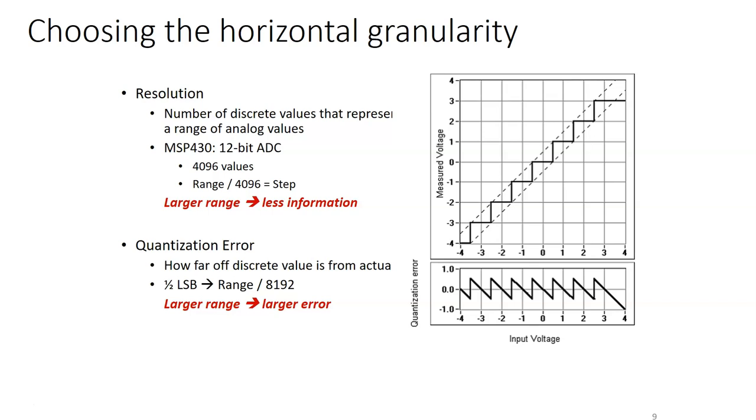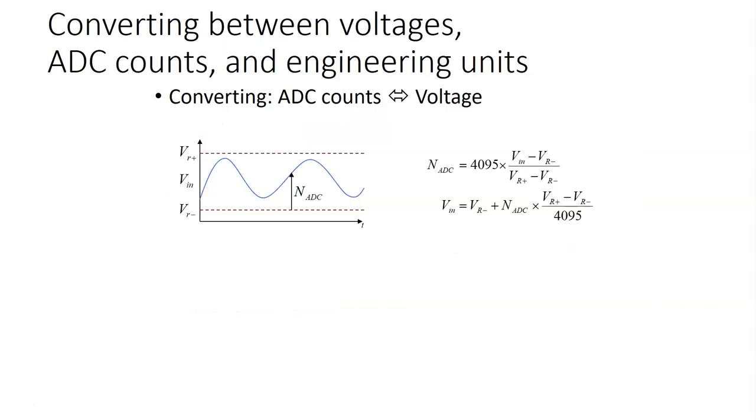10 to 16-bit ADCs are today a common resolution found with microcontrollers. Now, if you look up the datasheet for the ADC, you're going to find an equation, just like we did for the DAC, for how to convert between the digital value, the ADC count, and the voltage. And it looks something like this. We take the ratio of the input voltage minus the lower reference voltage over the total range, times the number of total discrete values. And this gives us our ADC count.